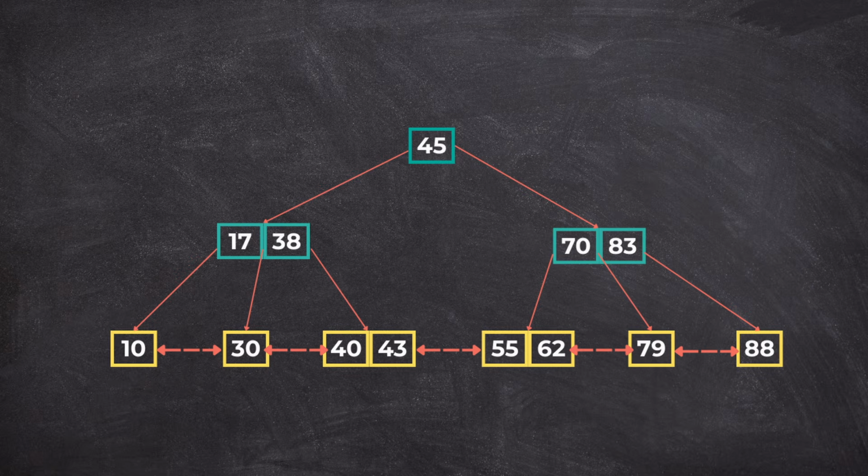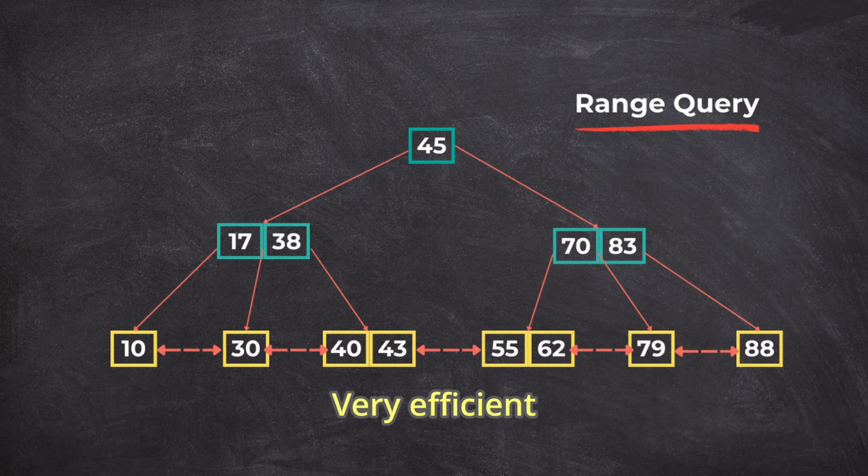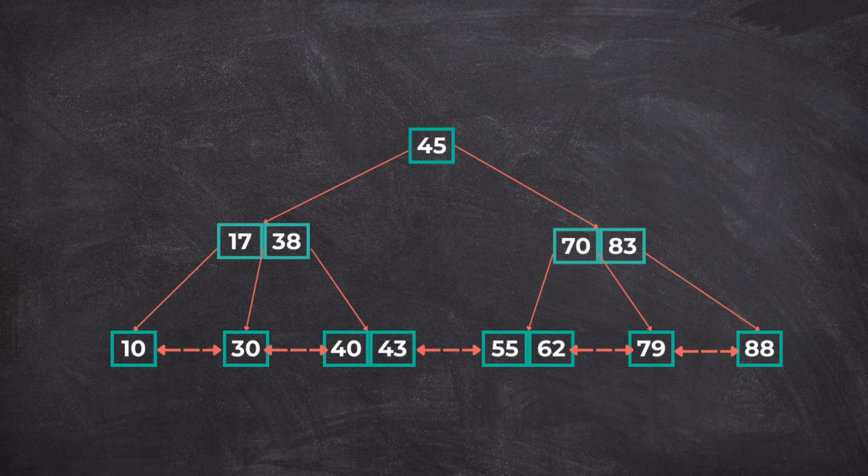You can see here at the bottom, the yellow boxes are leaf nodes. The red dashed arrows between them are pointers, just like in a linked list, so we can move from one leaf to the next without going back up the tree. This linking makes range queries very efficient. For example, if we want all keys between 40 and 79, we search for 40 once, then follow the arrows through 43, 55, 62, and 79. No need to restart the search for each key.